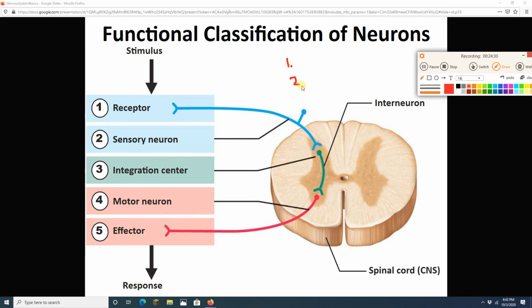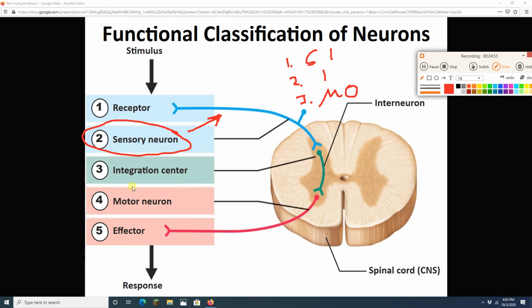So 3 functions, right? Sensory input, integration, and motor output. Sensory neurons are going to do sensory input. That is a functional class of neuron. And notice that this sensory neuron depicted right here, this blue guy, is a unipolar neuron. One process coming out of that cell body.